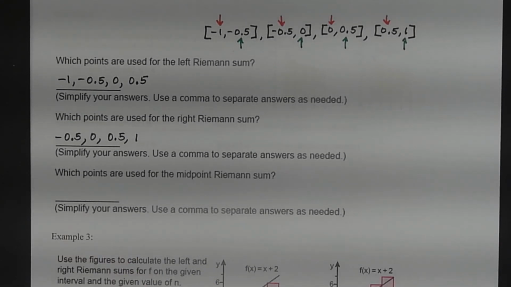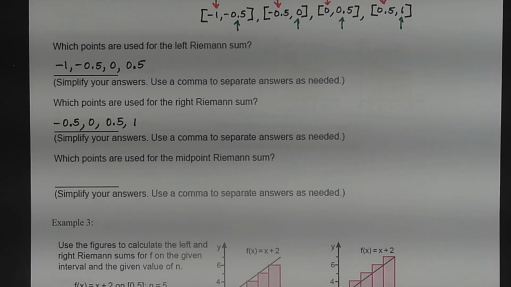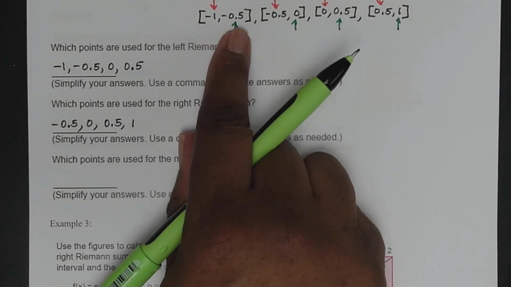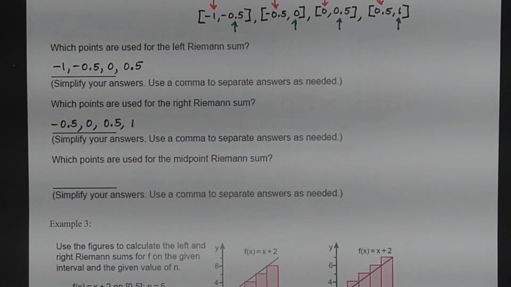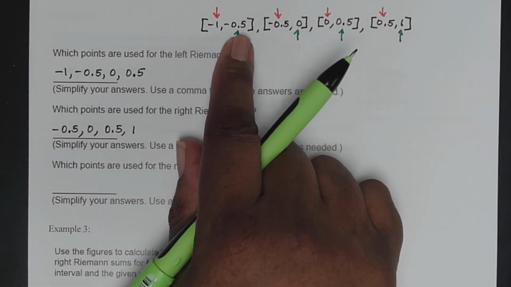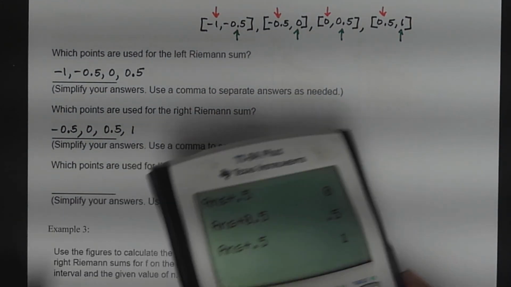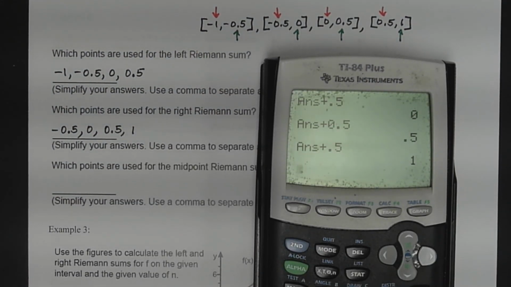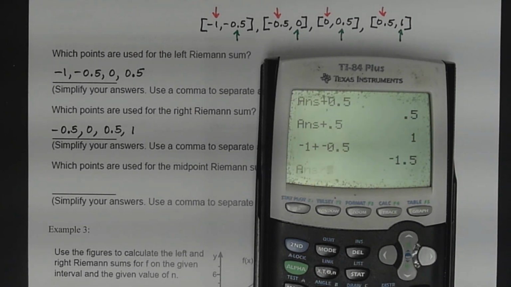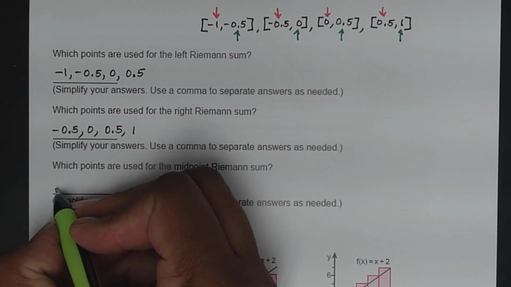And then the next question is which points are used for the midpoint Riemann sum. Well, the midpoint would be in the middle of these two. And to get that midpoint, you just add each endpoint together and divide by 2. So like -1 and -0.5, if I do -1 plus -0.5, I'll get -1.5, but I need to take half of that, that's divided by 2. So it'll be -0.75 for that first one.